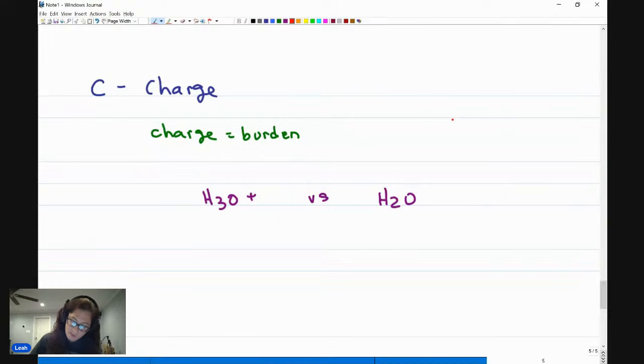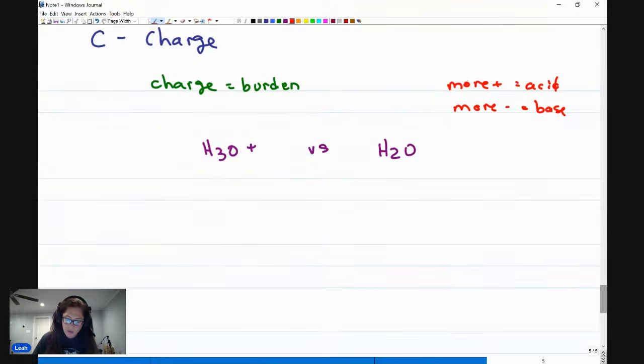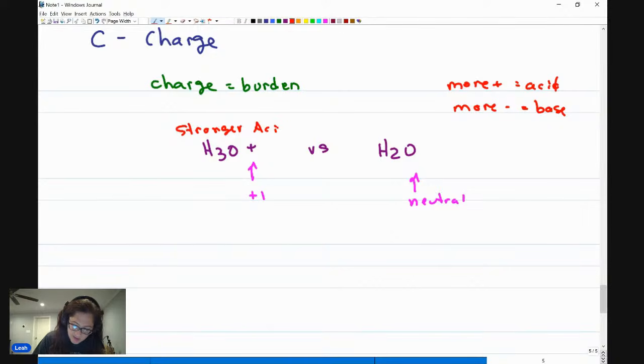Well, look at the charge. Remember, when you're comparing, what you want to see is not so much the charge itself, but the more positive of the two. So the more positive is going to be your acid, and the more negative is your base. And I'll show you a couple of examples that help make this clearer. But right now I have an H3O plus and an H2O. H3O plus, this is +1. H2O, this is neutral. Which one is more positive? H3O plus. That means of these two, this right here is my stronger acid.